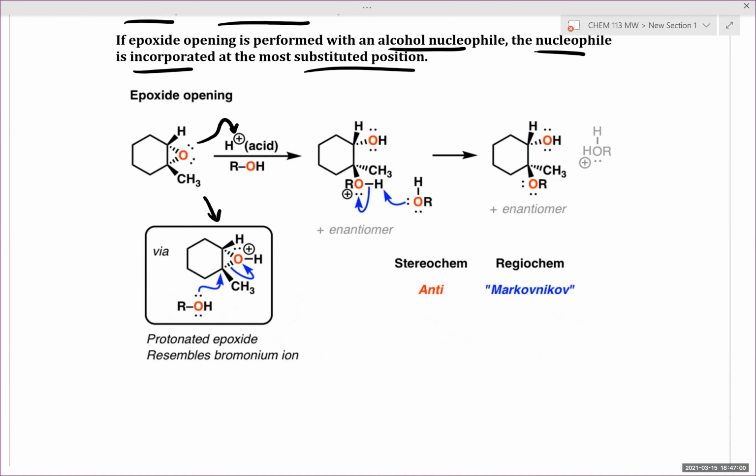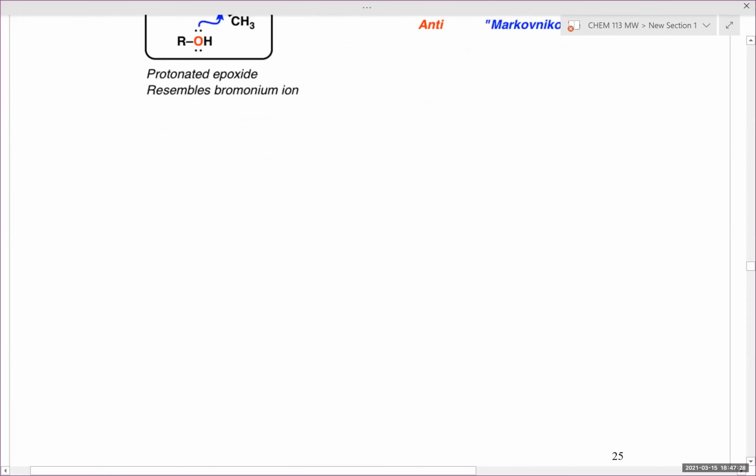Does this mechanism make sense to everyone? The only thing we've done is elaborate this acid-catalyzed epoxide opening mechanism to apply not just to using water, but using alcohols. Does that make sense to everyone? Okay, so let's keep going then.